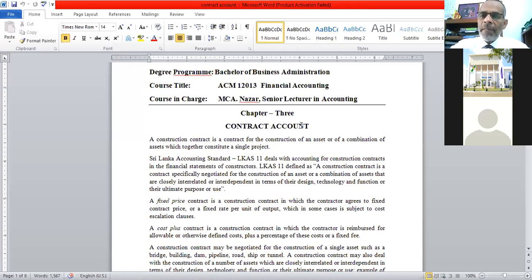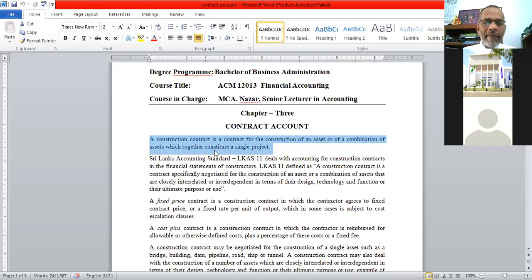A particular person will be in charge of completing each contract. All records, transactions and events will be recorded systematically for the particular contract. Then ultimately they will find out whether there is a profit or a loss. Okay, right, understood. Look at here, I have given the definition based on the LKAS 7. I will explain it. Let us look at the construction. What do you mean by the construction? A construction contract is a contract for the construction of an asset or a combination of assets which together constitute a single project. That is the definition given.